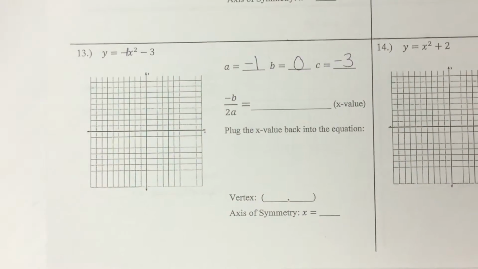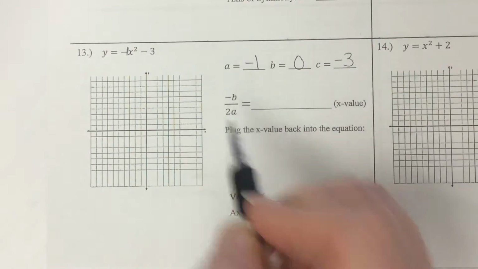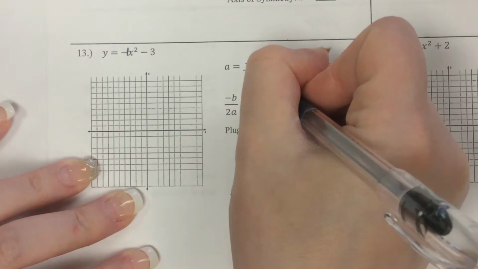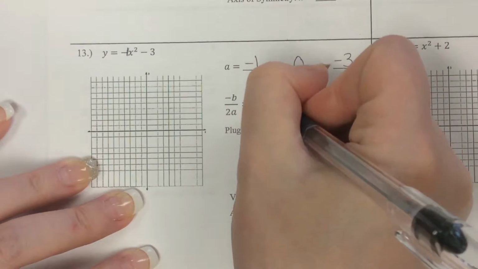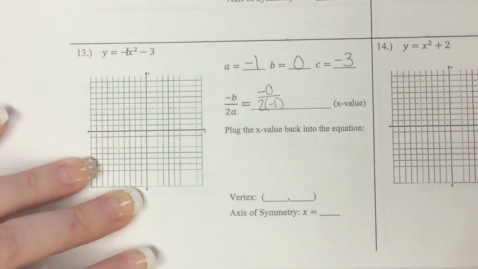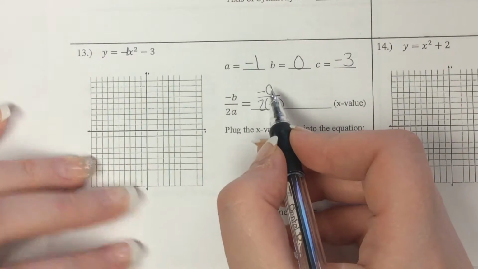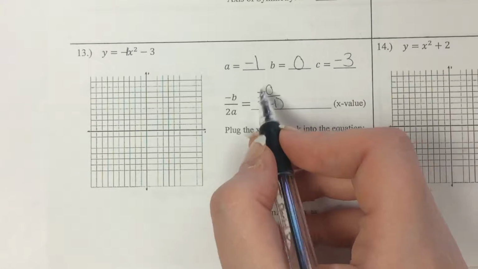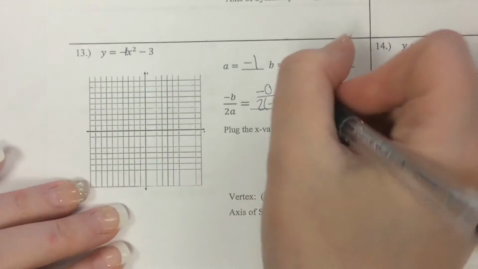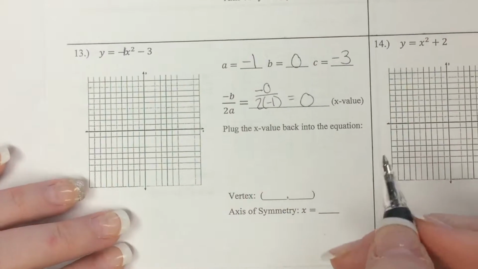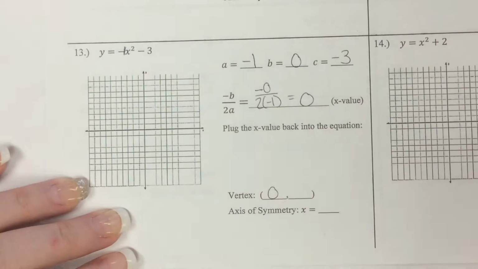All right, so we're going to plug this information into our equation that we've been using, which is negative b, negative 0, over 2 times negative 1. That's your a. 0 can't be negative, first of all. And even if we did try to apply this negative, 0 divided by anything at all is just 0. So our x value for this vertex is going to be 0. I can fill it in down here.